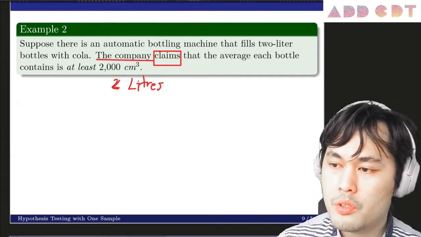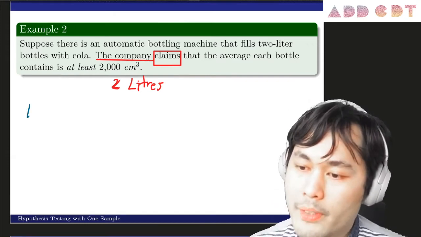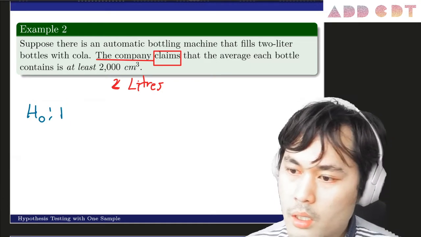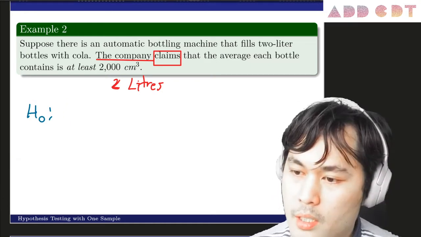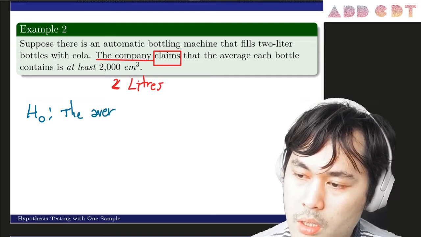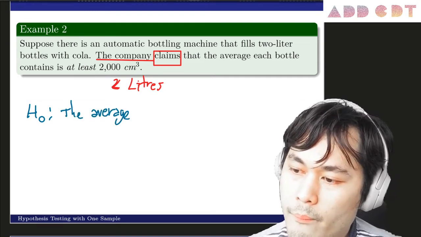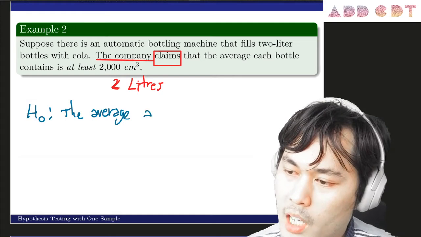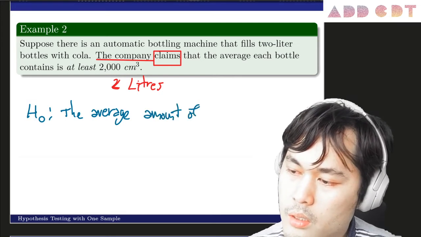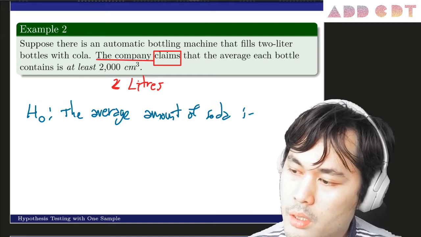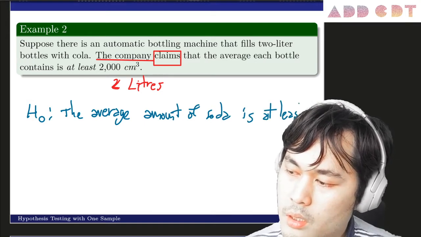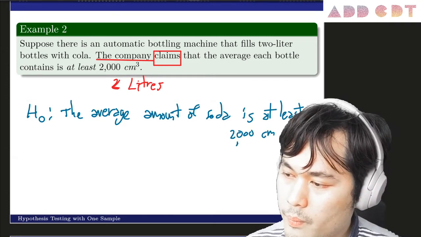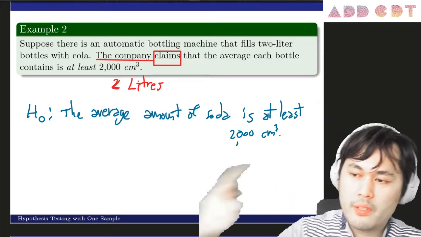If you want to write that as a full sentence, you can do that. You can say H0, the null hypothesis, is that the average amount of soda in each bottle is at least 2 liters, or 2,000 cubic centimeters. You can put that in a whole sentence there.